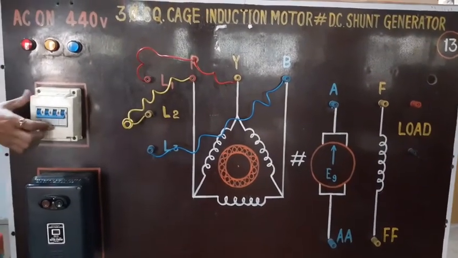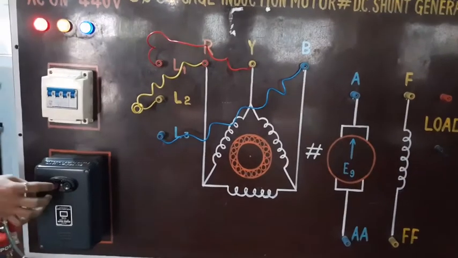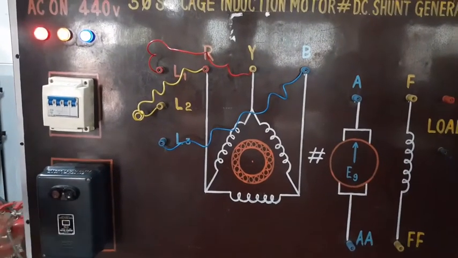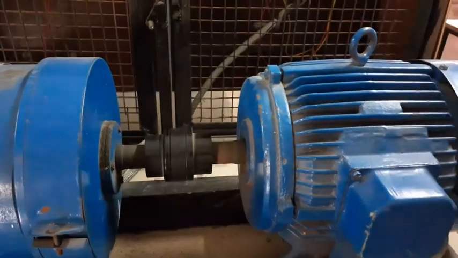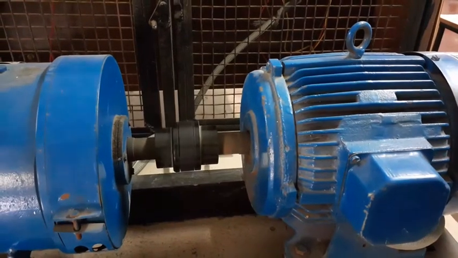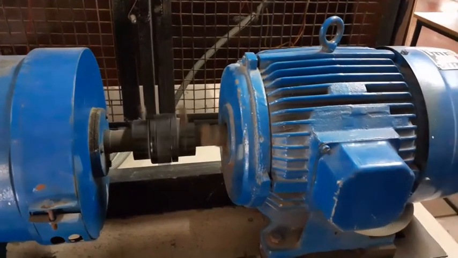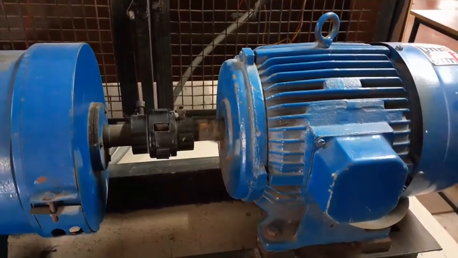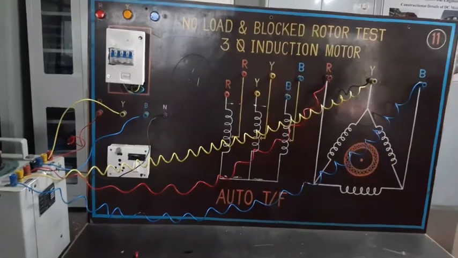Now again I am switching on the machine. Now we will see the direction of rotation of the induction motor. Now you can see this. After reversal of connections, the motor direction is reversed. Initially it was clockwise, now it is anti-clockwise. In the second section we will see the direction.